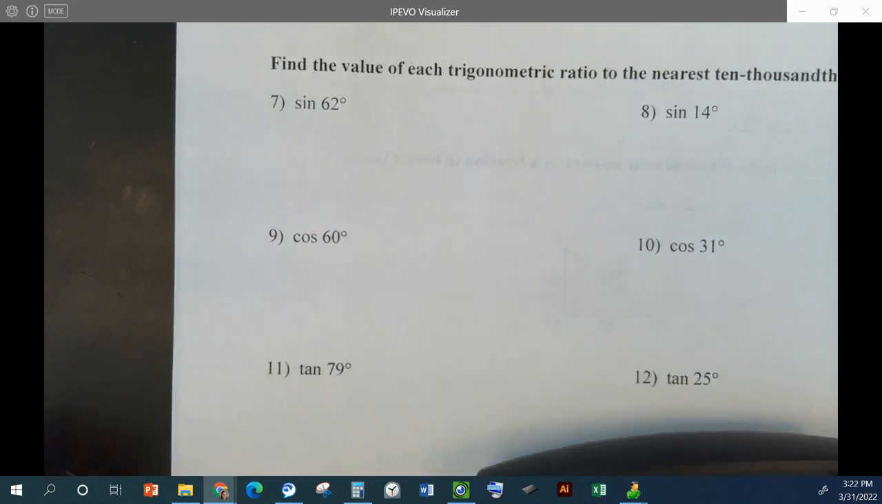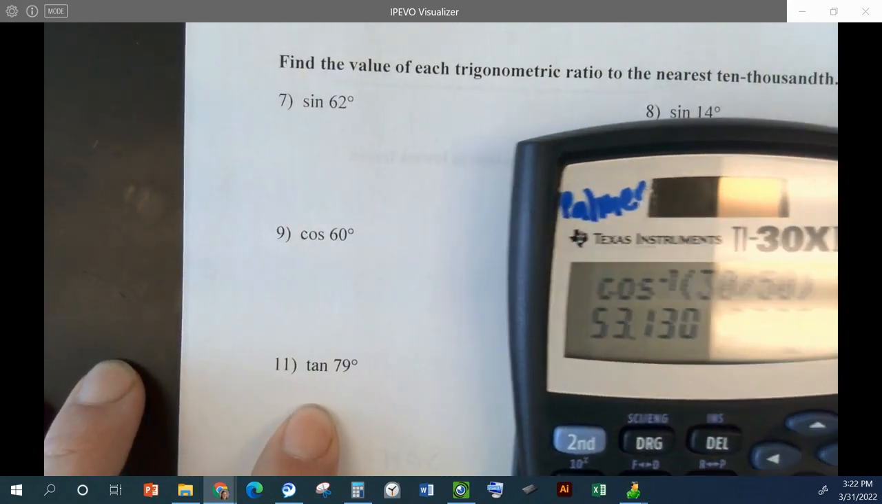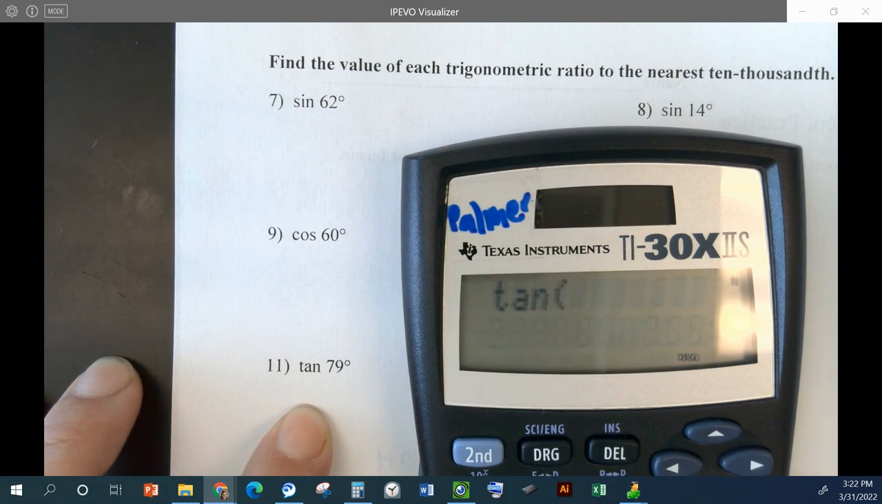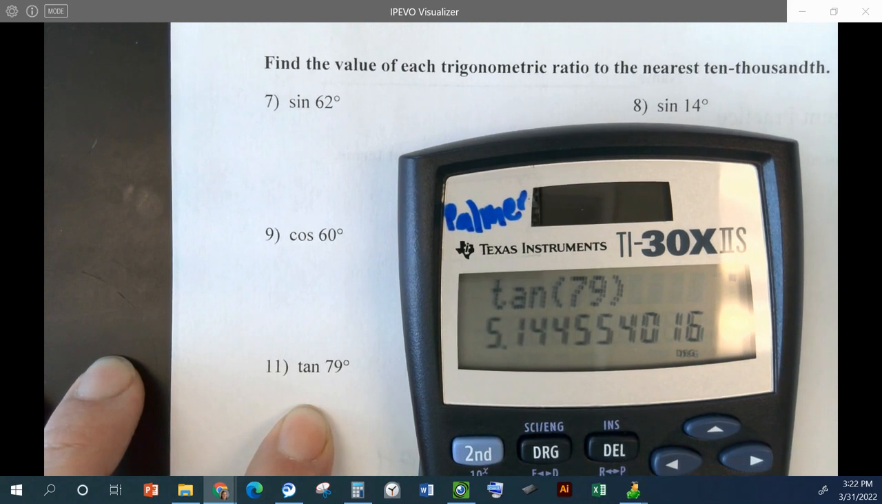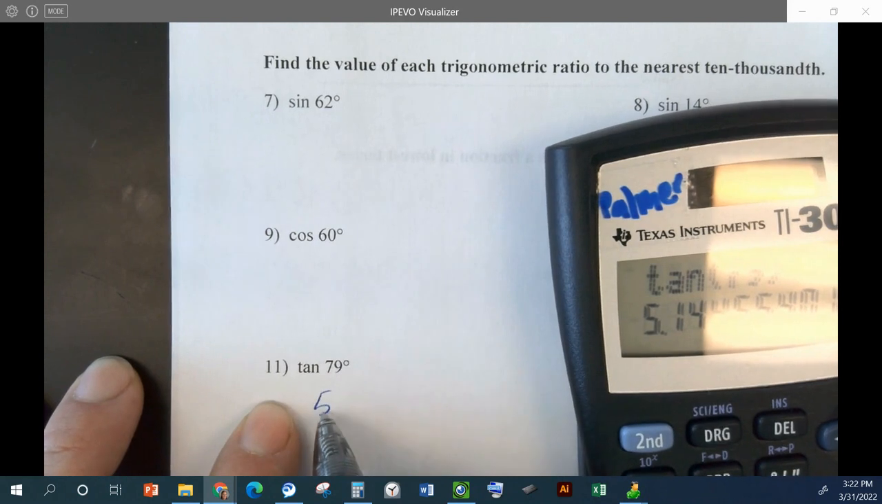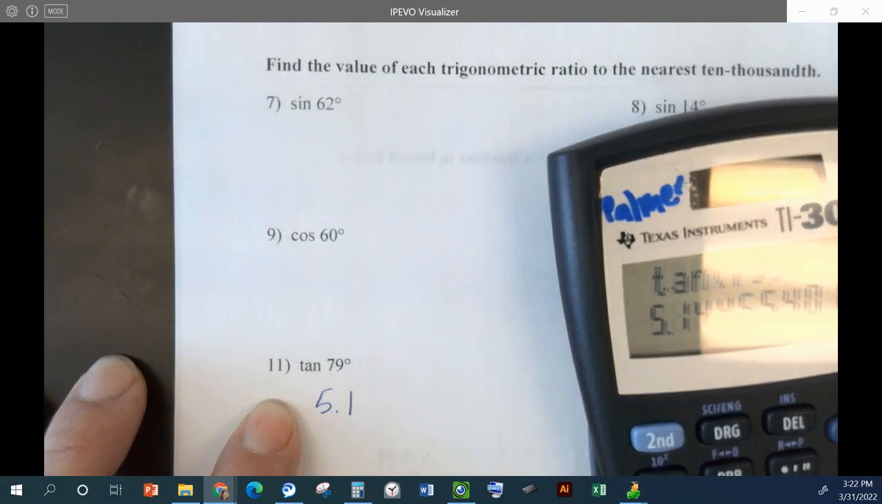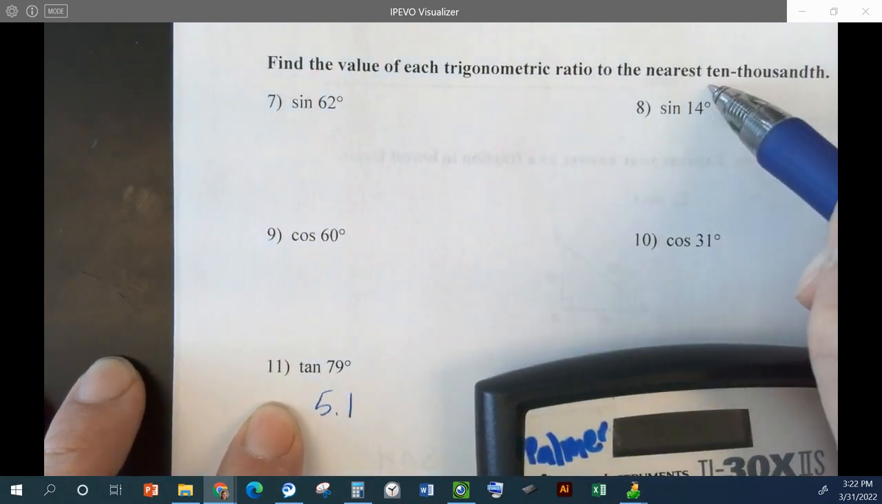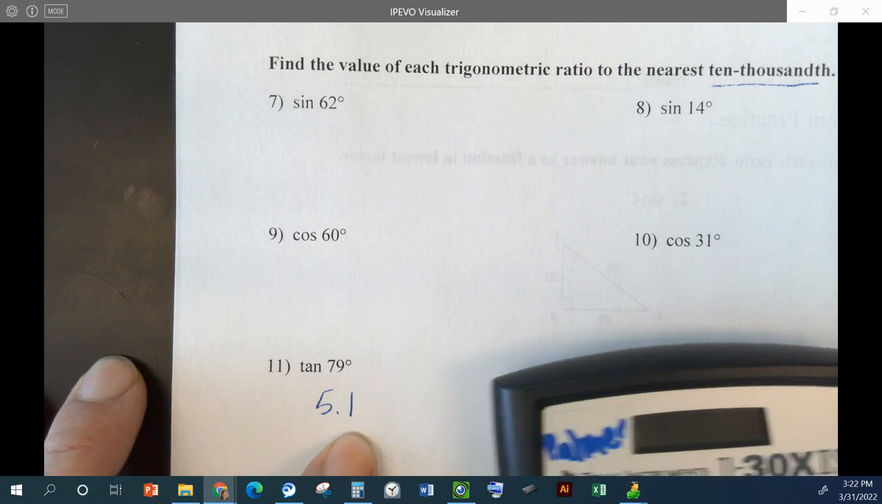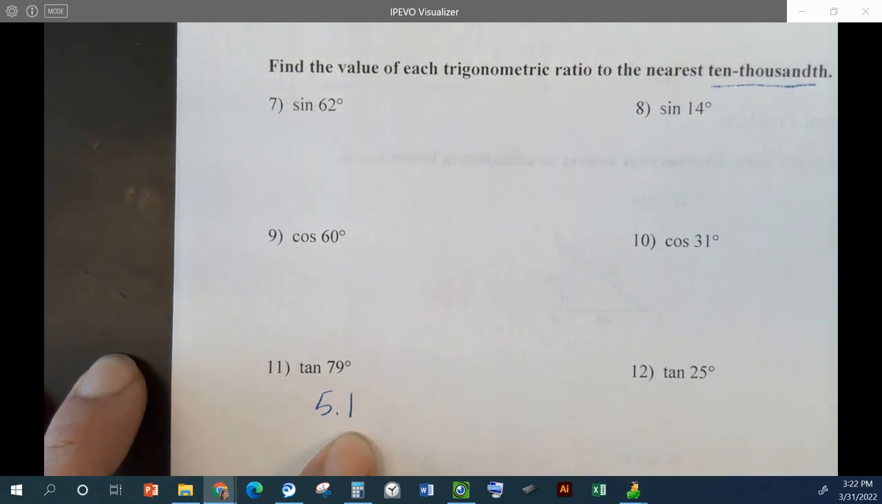So let's look at 11. So we're looking for the tangent of 79. So we just do tangent, 79, enter. Tangent of 79 would be 5.1. It says nearest 10,000, so we'll just go one decimal. 5.1. So you just type those in.